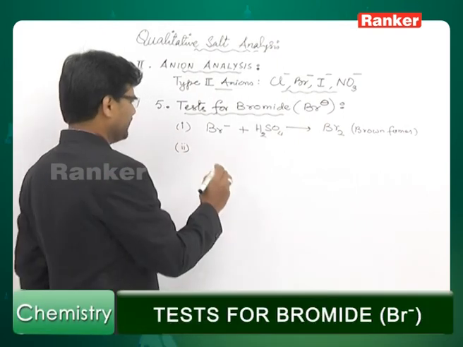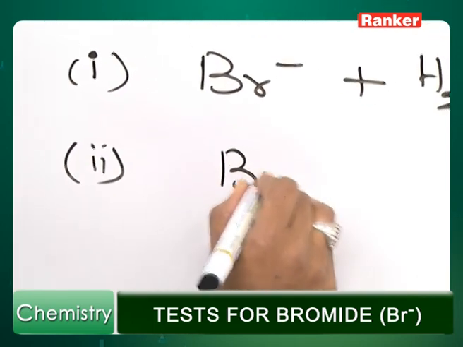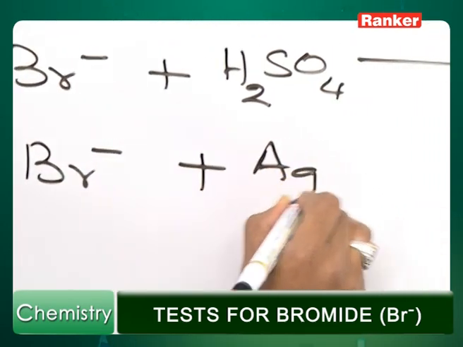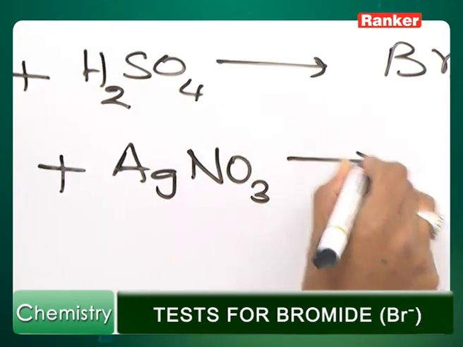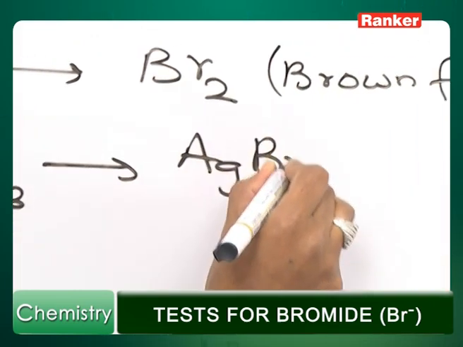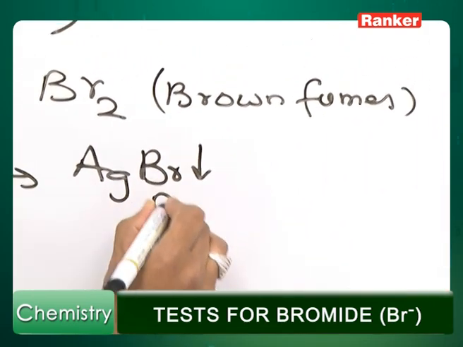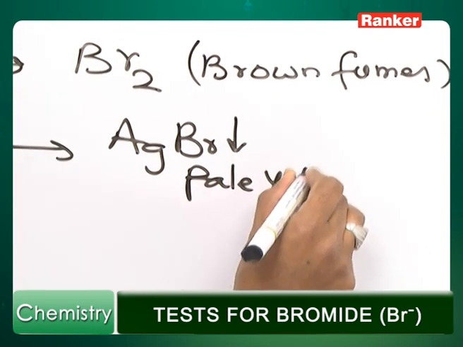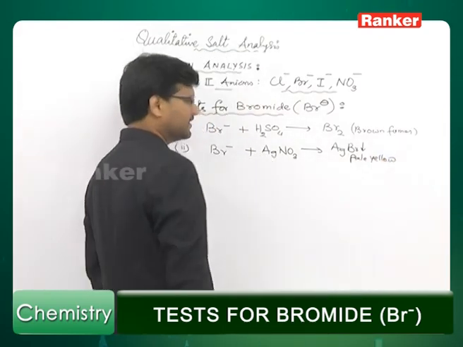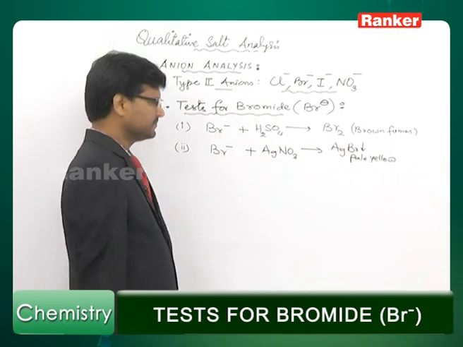Then you have this: bromide when treated with silver nitrate, you get AgBr. This is pale yellow, slightly soluble in ammonia.